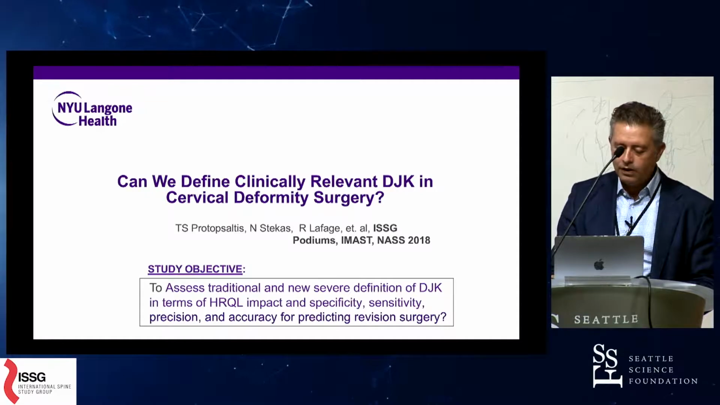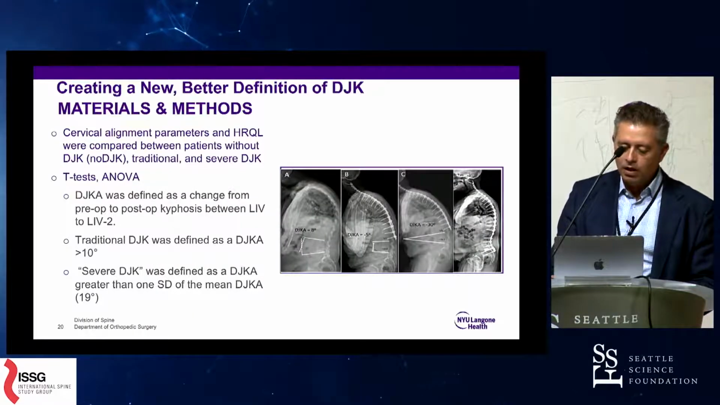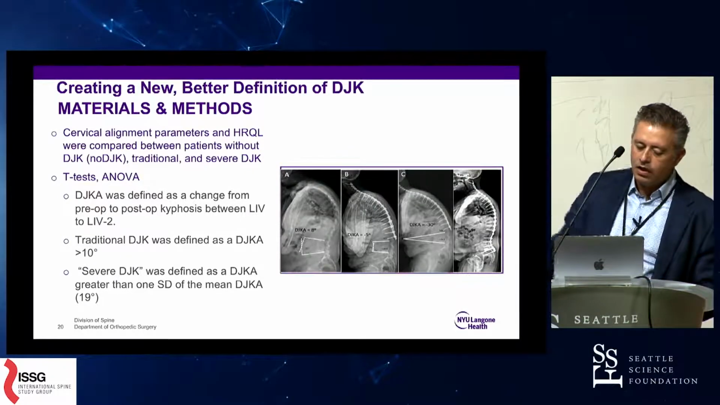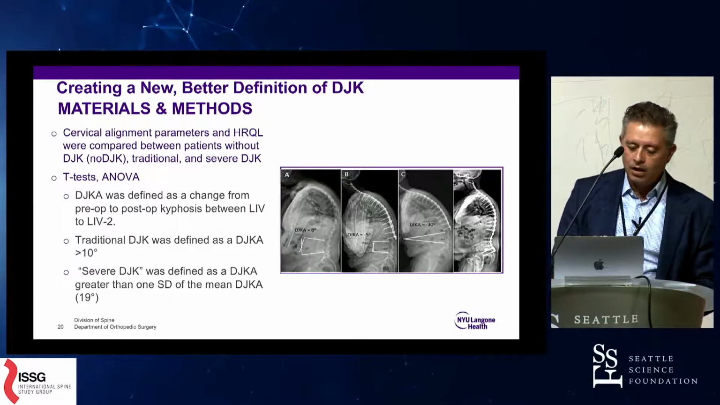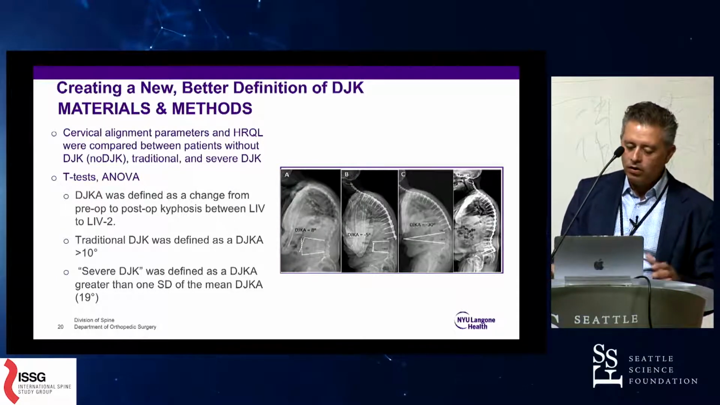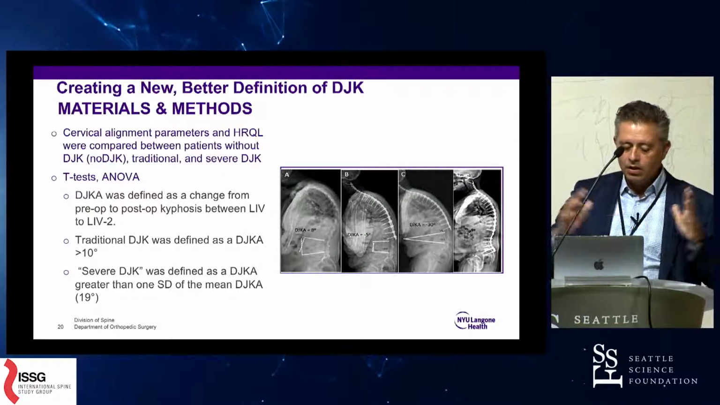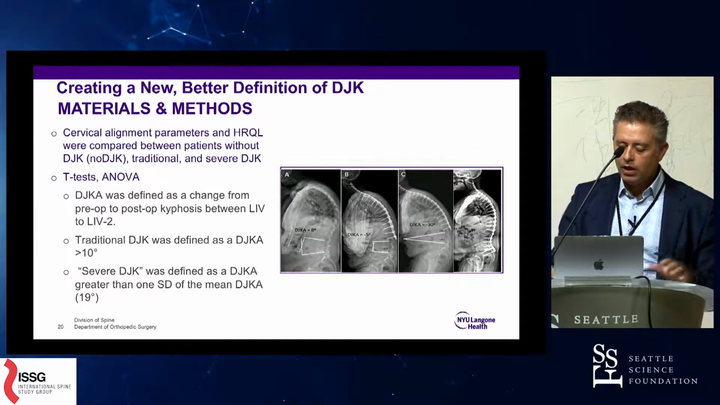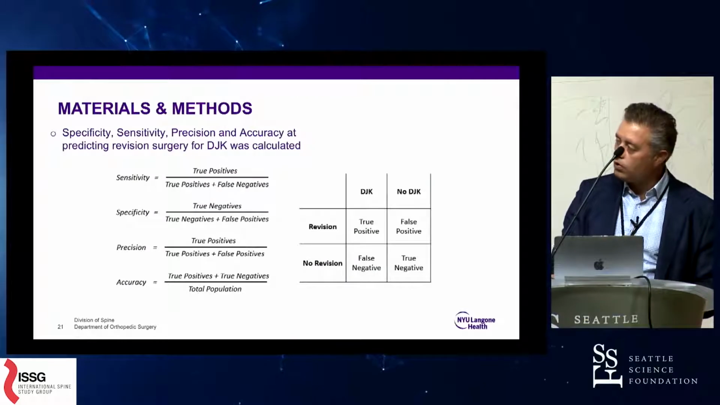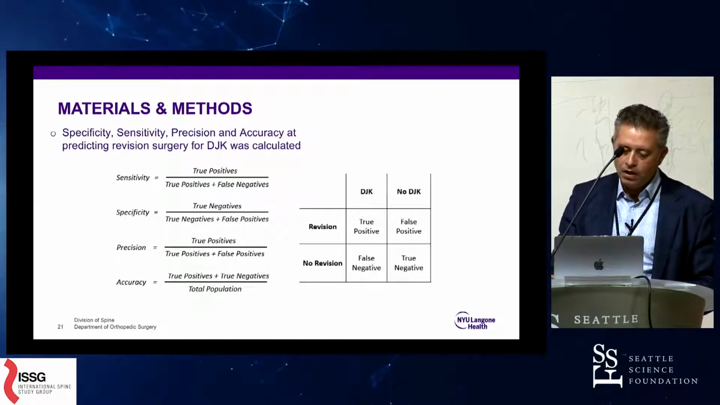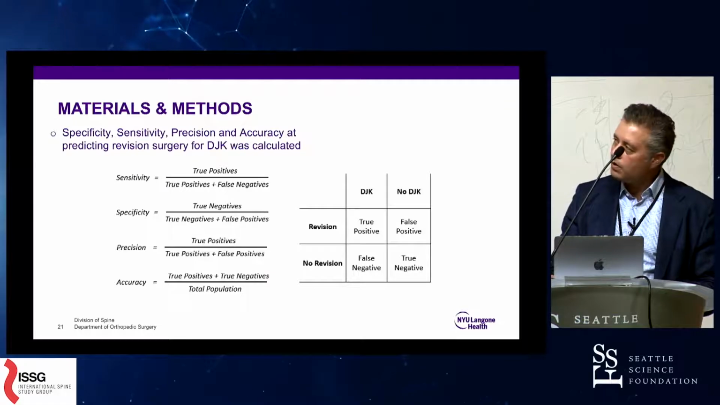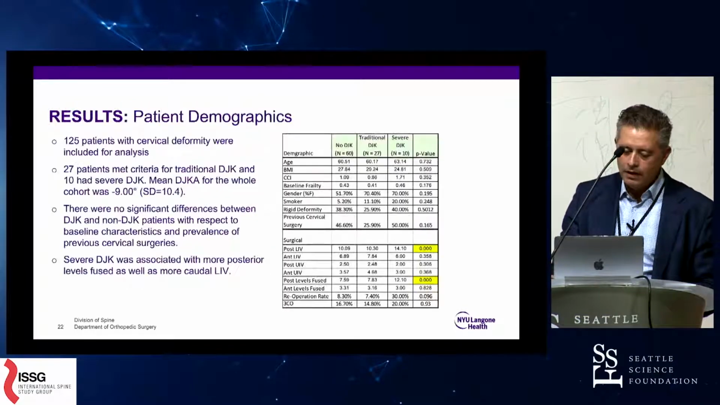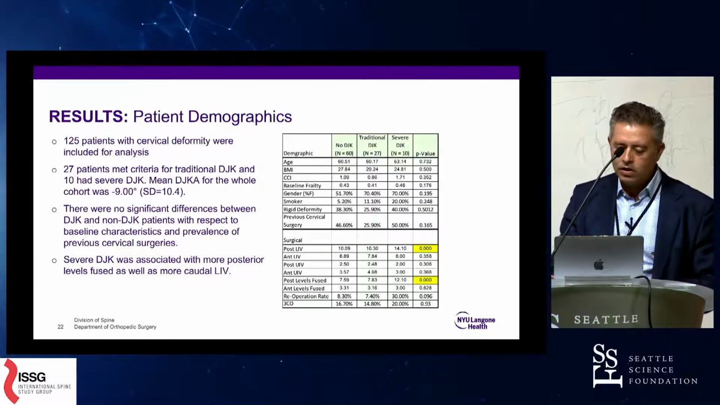But we looked at just different angle measurements in this study, and what we considered a traditional DJK was the change in 10 degrees. The severe DJK, through a statistical analysis looking at the standard deviation in our population, one standard deviation greater than the mean was 19 degrees. So we kind of picked 20 as our threshold for a more severe definition of DJK. And we assessed whether or not these patients had revision surgery and looked at the sensitivity, specificity, precision, and accuracy of the definition of the severe and the traditional DJK.